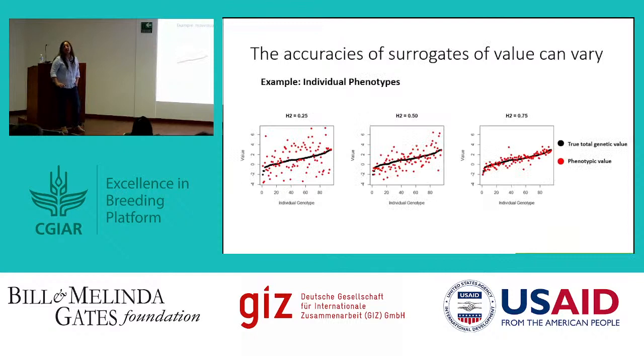The last thing is just that the accuracies of any surrogate can vary. You already know this. And the example we're going to use is individual phenotypes. You guys are already super clear on heritabilities. This is just showing a true total genetic value in black, the observed phenotype in red, and then our measure of accuracy, which is the square root of this. And we see how, depending on maybe our effort in the phenotyping, our resources, or microenvironmental variation, you just have different accuracies of these estimates. And what those are with some of the other methods can depend on other things, but they're not that important right now.